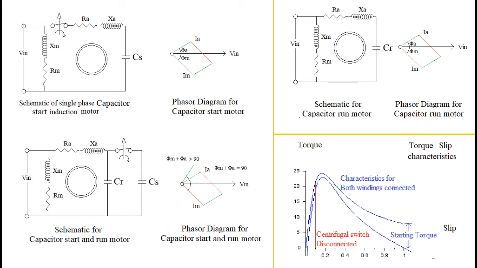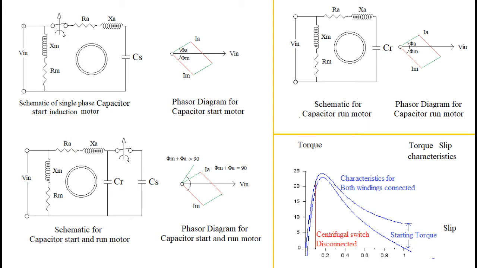On the phasor diagram, the current Ia in the capacitor branch leads the supply voltage by some angle. This angle of lead is controllable by selecting a larger capacitor if the motor needs more starting torque. If such a combination is used to keep the capacitor only for the starting period, then the motor is named capacitor start motor.